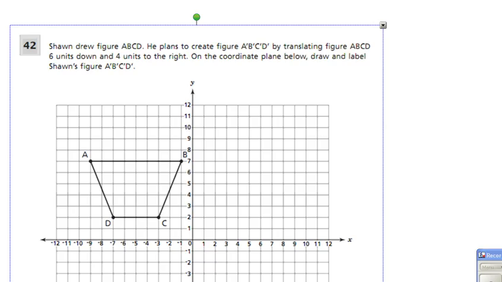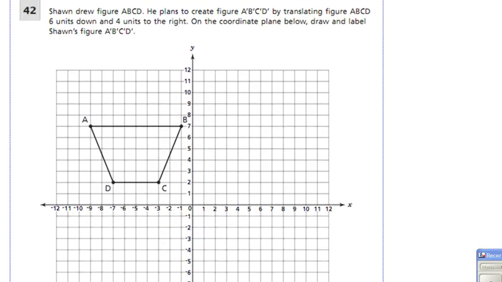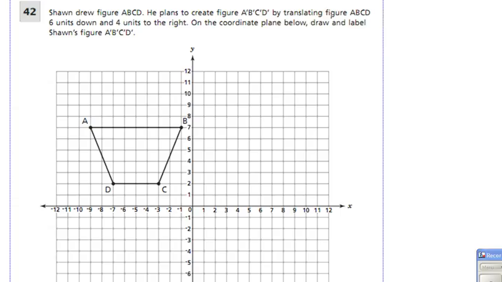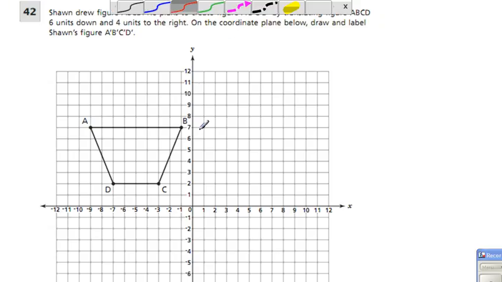Now, let us move on to the next question, number 42. Here, we are moving 6 units down and 4 units to the right. So let's try looking into this one. 4 units to the right, 6 units down. So from 7, we're going to go all the way down to 1, and we're going to go over 1, 2, 3, 4. That will be B prime.